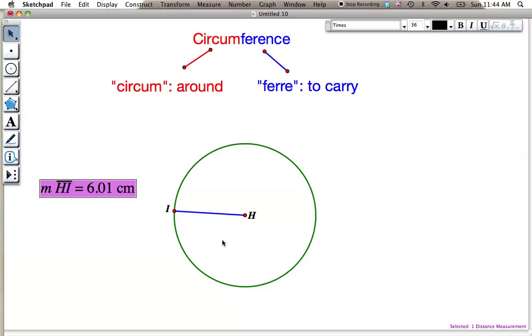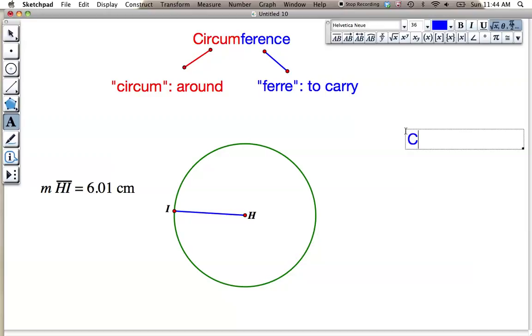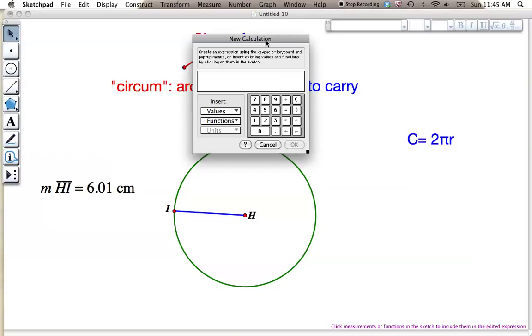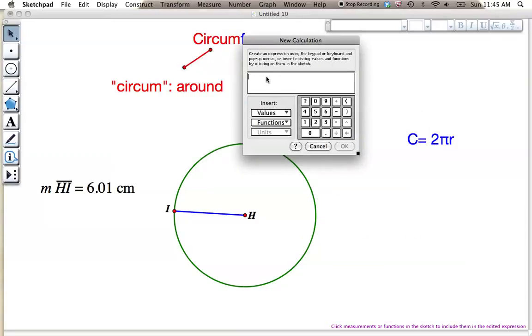And my question for you is, how would I find the circumference of a circle with a radius of 6.01 centimeters? Well, we learned a formula for circumference, which is C equals 2 pi r. So now all I have to do is write an equation that has 2 pi and r. My r is this value here.